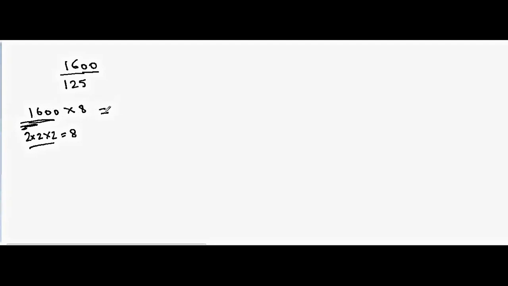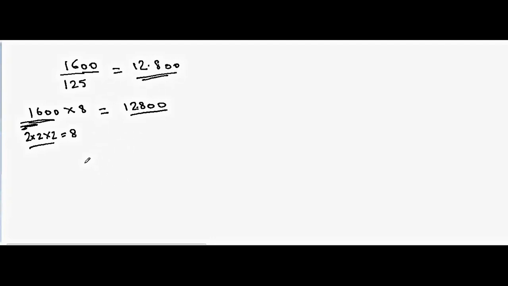So 1600 I multiply by 8. What is 1600 into 8? It's easy. 16 into 4 we already know is 64, so 16 into 8 is 128, and then we put 2 zeros at the end, and we put a decimal after 3 digits. So the answer will be equal to 12.800.